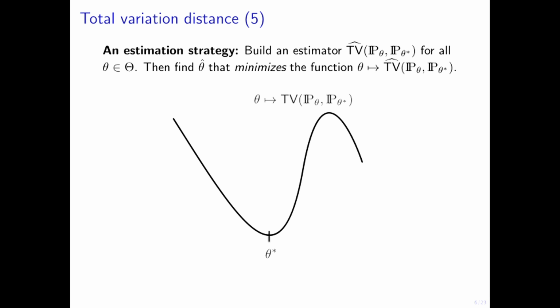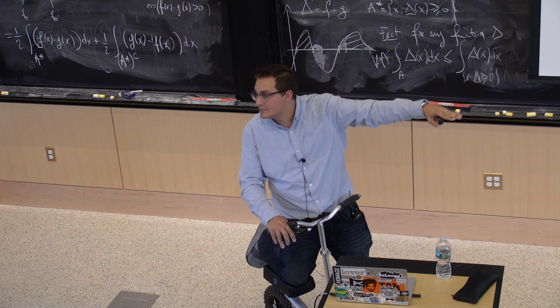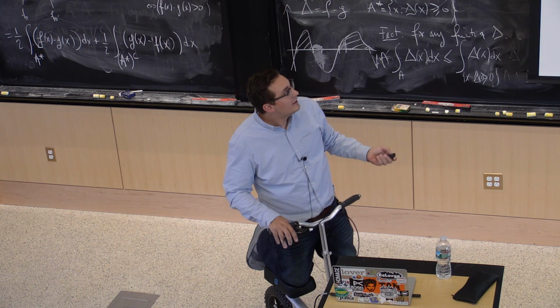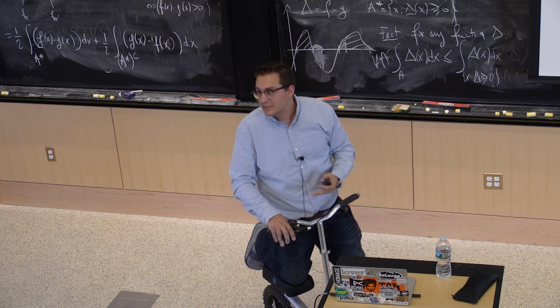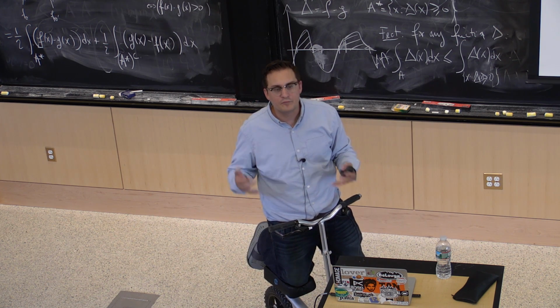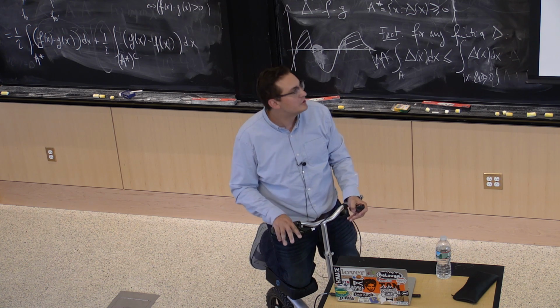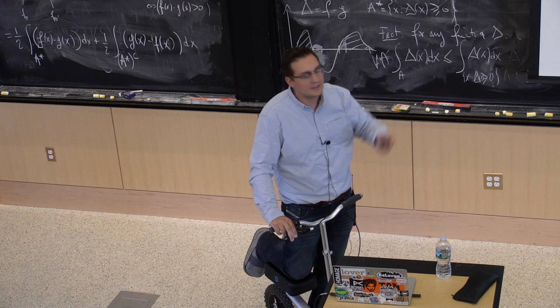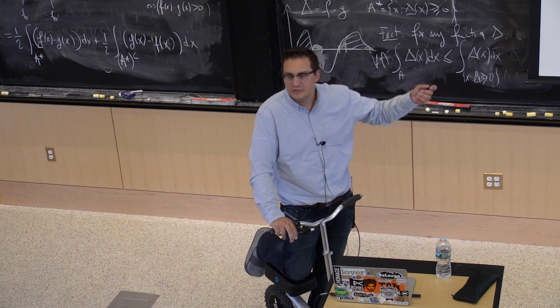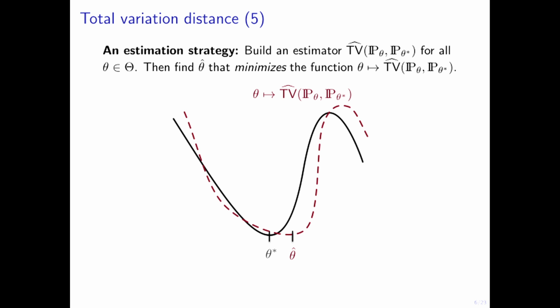This is my function that maps theta to the total variation between p theta and p theta star. I know it's minimized at theta star. That's definitely TV of p theta and p theta star, and the value here, the y-axis, should say 0. And so I don't know this guy, so I'm going to estimate it by some estimator that comes from my data. Hopefully, the more data I have, the better this estimator is. And I'm going to try to minimize this estimator now. And if the two things are close, then the minima should be close. That's a pretty good estimation strategy.